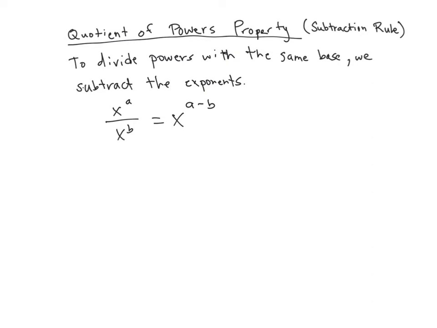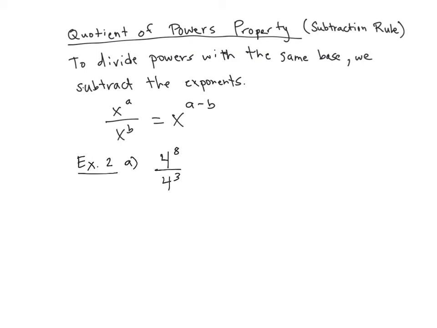So that's kind of what this one's going to look like in symbols. Now that we know what it looks like in symbols, we can try a couple examples of it. So the first example we're going to look at, I'm going to call it example 2a, and we have 4 to the power of 8 divided by 4 to the power of 3.